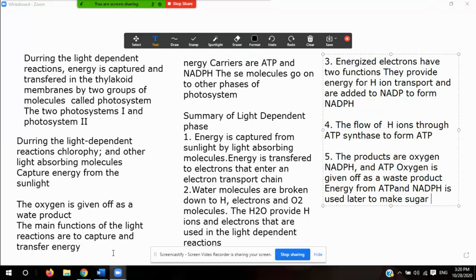Today we're going to talk about photosynthesis. Although we did talk about photosynthesis in a previous video, today we are going to go over some of the details. I'm going to first review some of the details of the light dependent reactions, and then we're going to start talking a little bit about the light independent reactions.